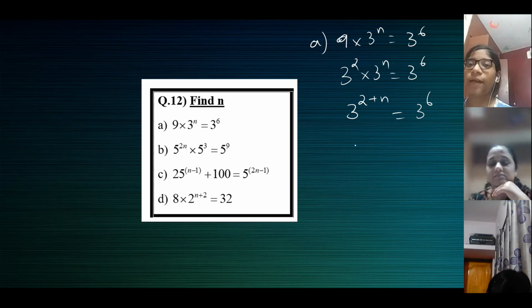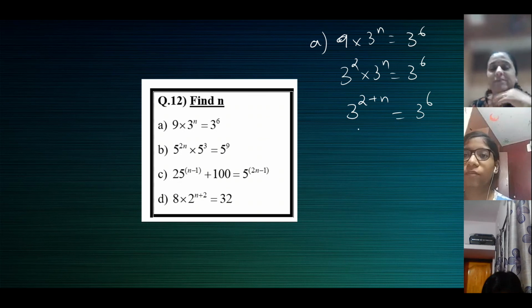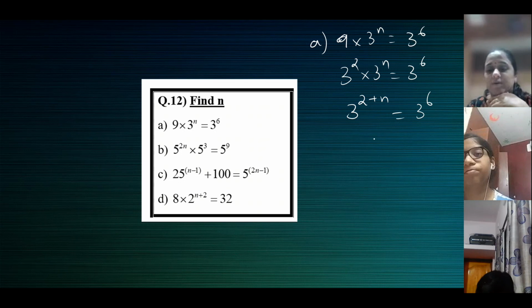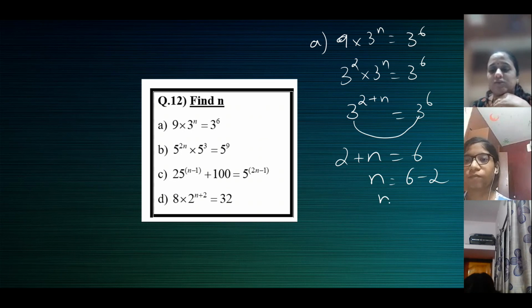Ma'am, while dividing, when we transpose this, we will be dividing it. No, we have another rule. You're right, that way also you can get it. But when bases are the same on either side, we equate the powers. Bases are the same on both sides, so you can equate the powers. So 2 plus n is equal to 6. So n is equal to 6 minus 2. N is equal to 4.